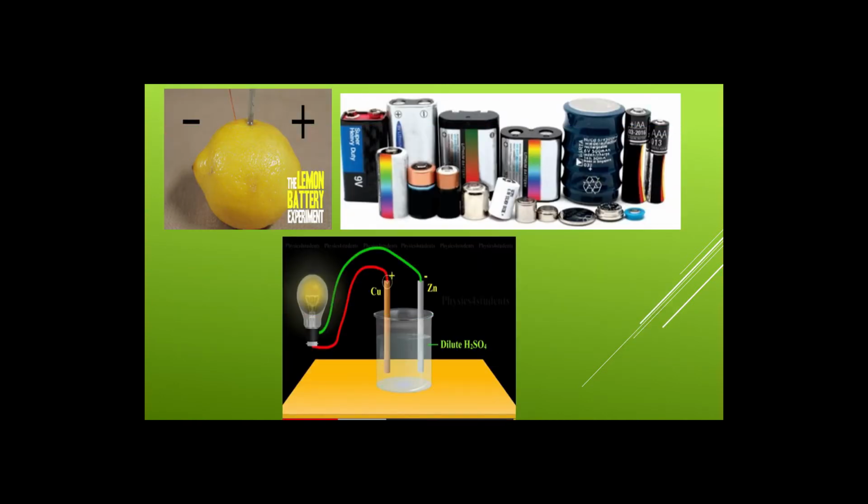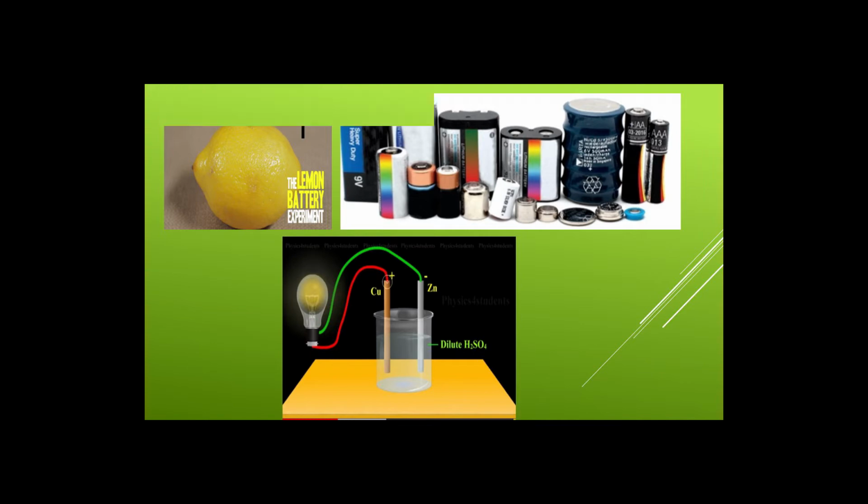Primary cells. Here in primary cells, chemicals are exhausted in use and after a certain period of time they become inactive. This type of cell cannot be recharged. So we have to remove these cells from usage. Dry cells, wristwatch batteries, certain camera batteries, the simple cell and the lime cell all belong to the category of primary cells.